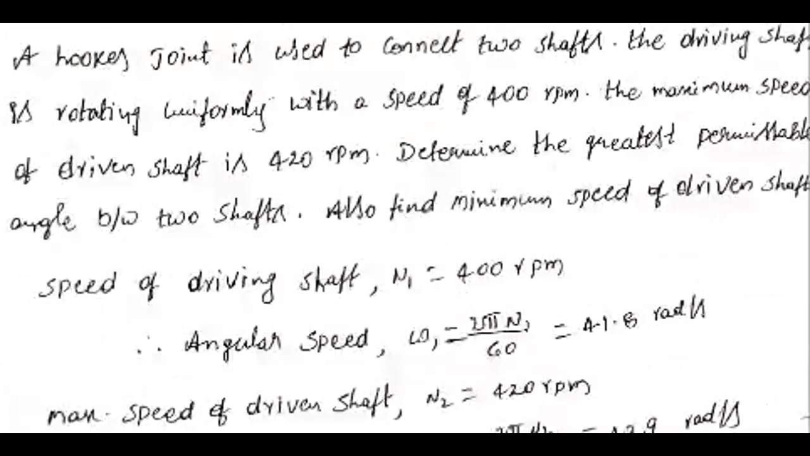Now going to see another problem. A Hooke's joint is used to connect two shafts. The driving shaft is rotating uniformly with a speed of 400 rpm. The maximum speed of the driven shaft is 420 rpm. Determine the greatest permissible angle between the two shafts. Also find the minimum speed of the driven shaft.